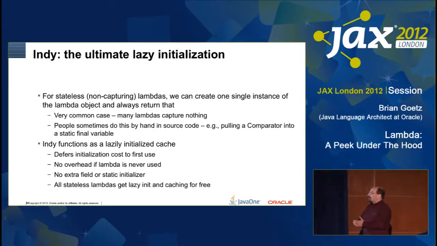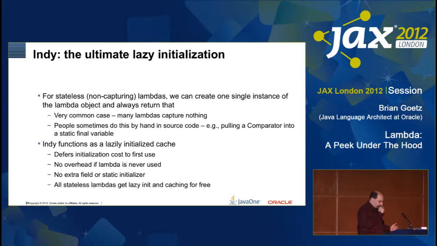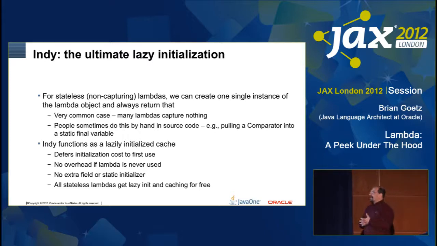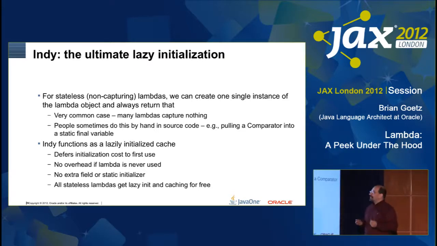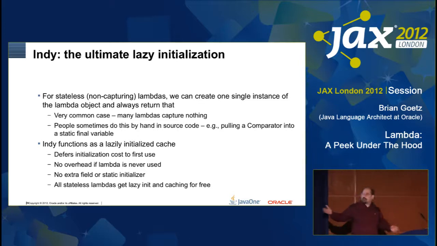Okay, so let's step back and look at what we got out of invoke dynamic. In the case of non-capturing lambdas, like I said, we have this optimization where we just create one instance and always return that. It's a very common case. Probably half the lambdas we've seen in examples capture nothing. It's something people have been tempted to do by hand. We don't have to do this by hand anymore.